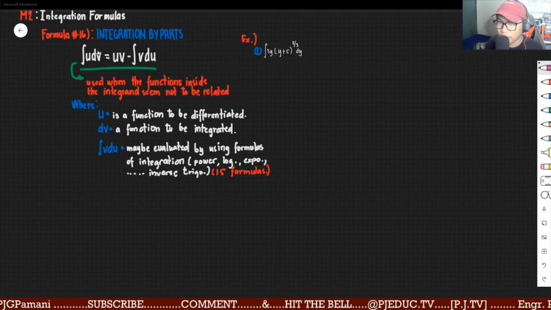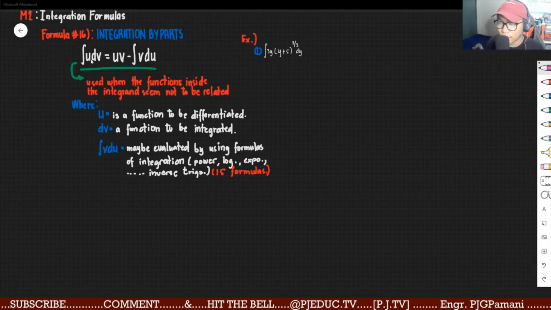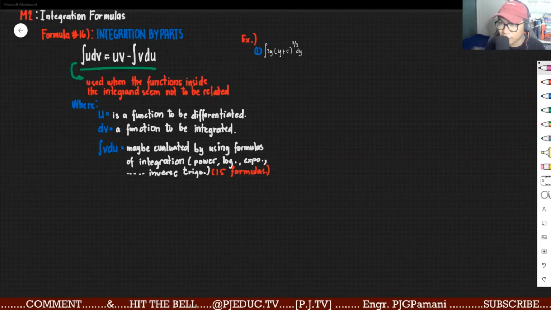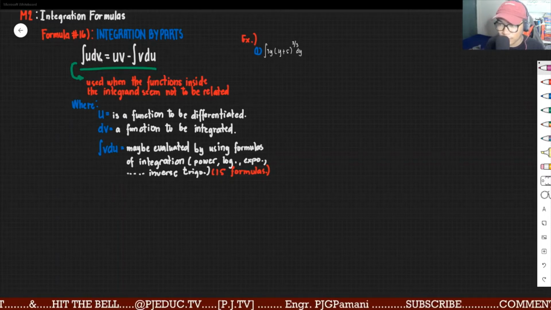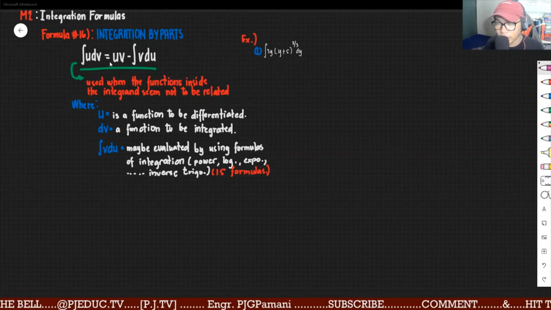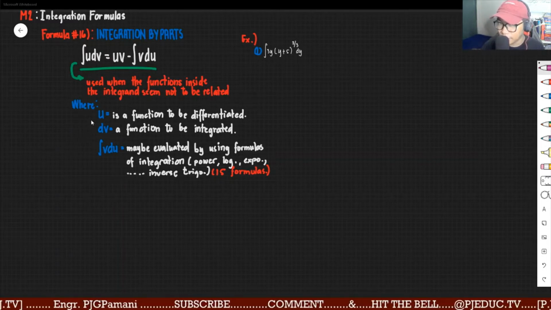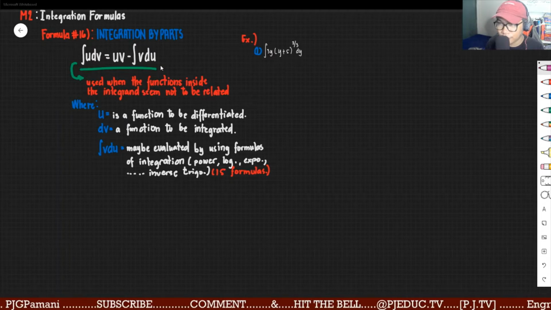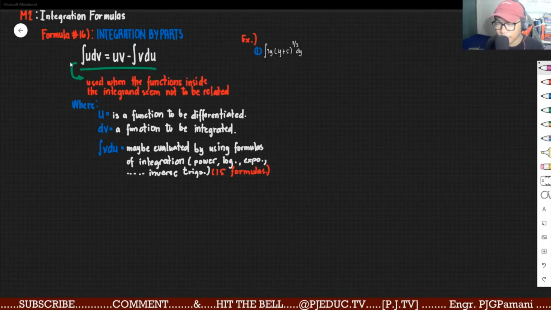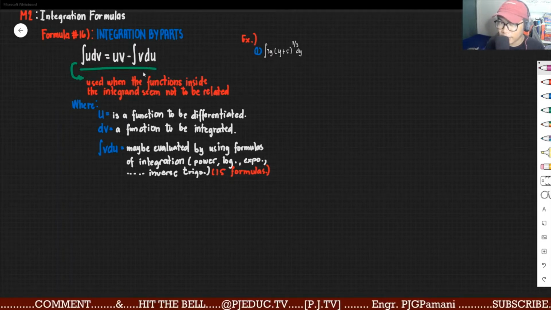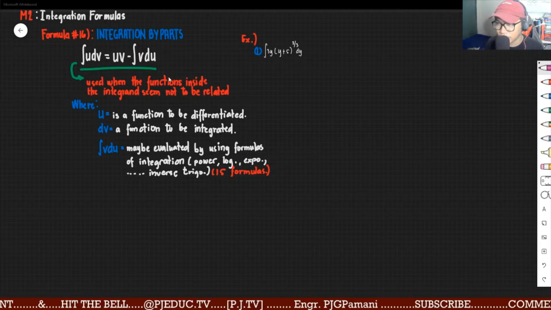So, the integral of function u times the differential form of function v is now equal to the product of function u times v, minus the integral of the integrated form of function v times the differentiated form of function u.